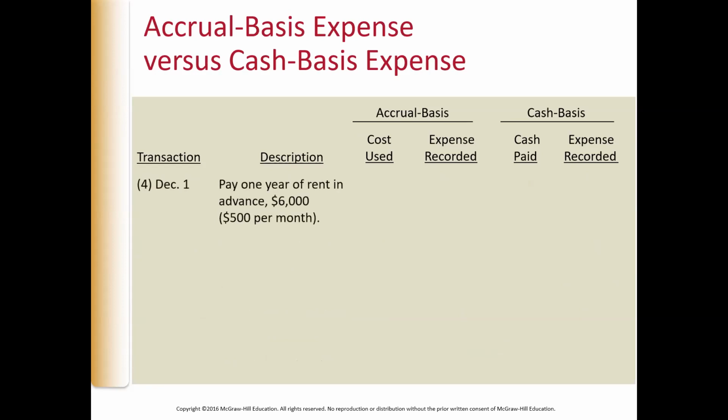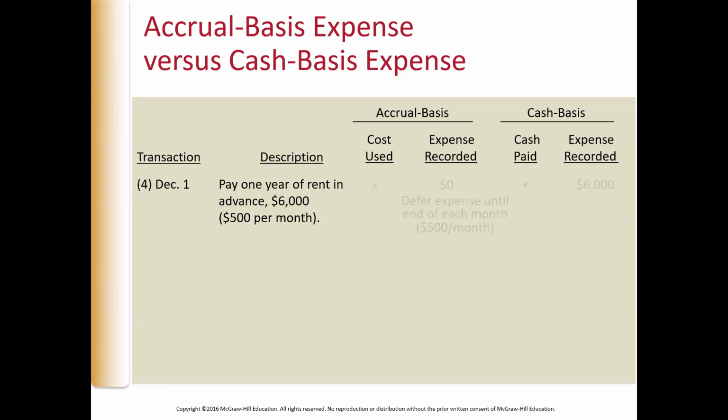How about on December 1st, we paid 1 year of rent in advance, $6,000. It's at $500 per month. We know under the accrual basis of accounting, the expense, the cost happens when just time passes. The rent has expired. You know, we pay $500 for January, $500 for February. And the passage of time shows the rent has been utilized.